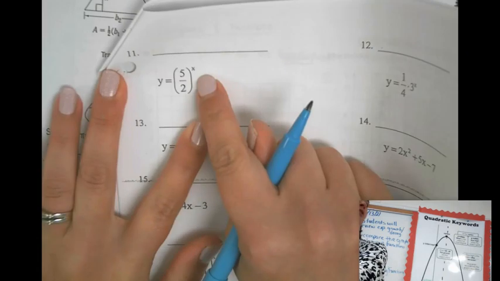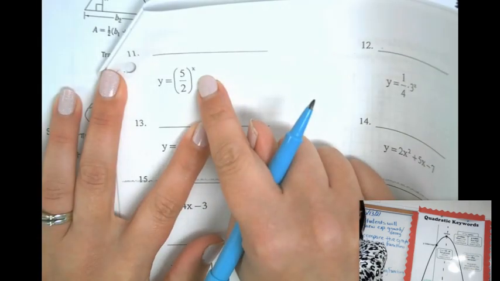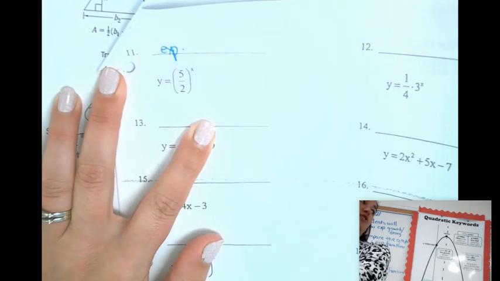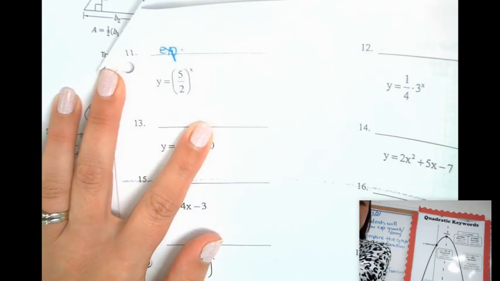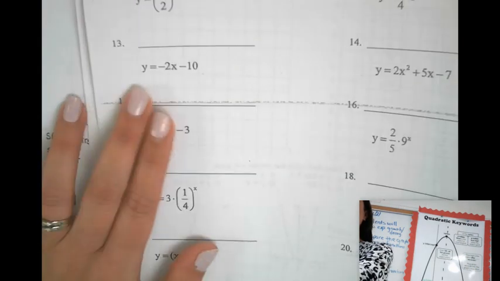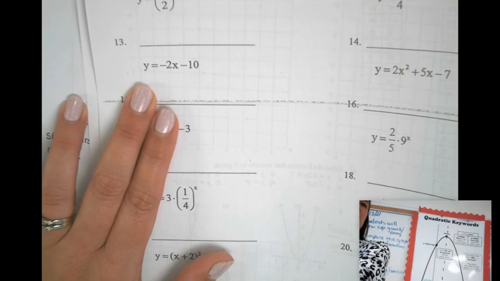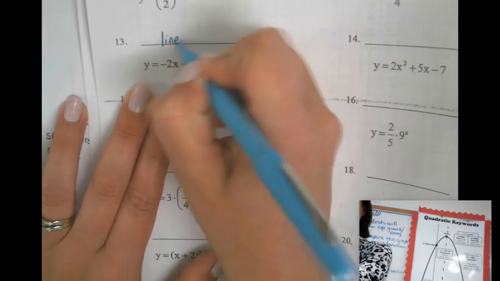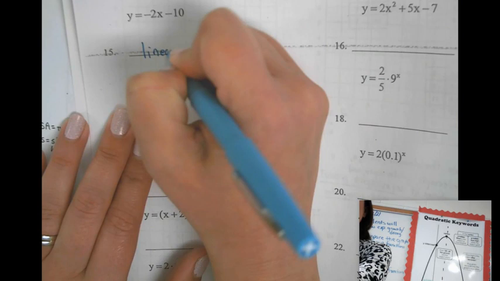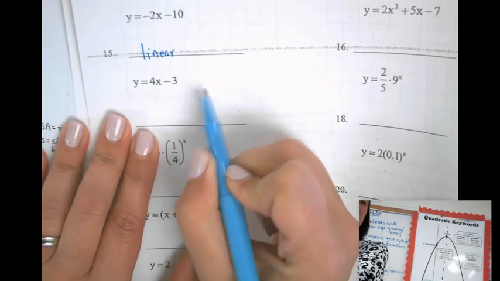So when I look at number 11, it has a variable in the exponent. Which one is that? Exponential. You could have just put E. And it's because there's a variable in the exponent. When I look at number 13, all the variables are to the first power. So what is that? Linear. When I look at number 15, what is it? All the variables are to the first power. It's in slope-intercept form. Y equals mx plus b. That's linear.